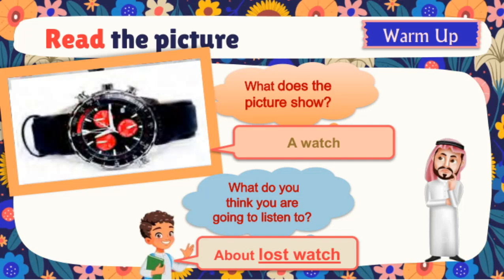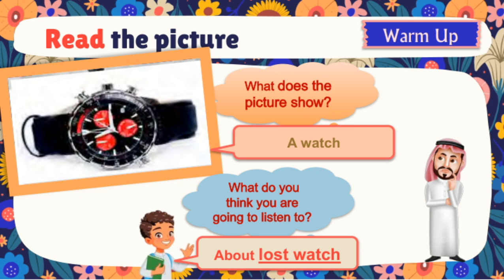Let's start with our warm-up. Today, we're going to talk about a lost watch. Now, imagine a watch, something that helps us keep track of time and is often quite personal. As we look at the picture here, take a moment to observe what you see. What do you think this image is showing us? Feel free to read the picture aloud in your mind, or even out loud if you like. This activity is designed to get us thinking and engaging with the topic at hand, which ties into our overall theme of perception and attention.